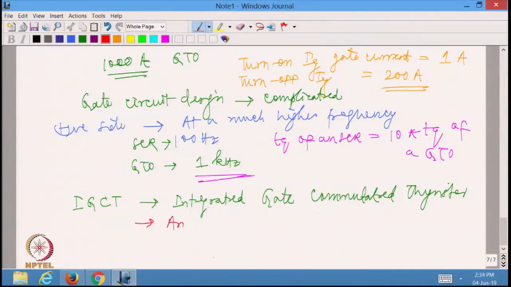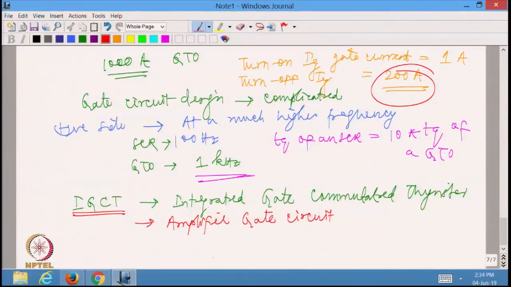There is an amplifier in the gate circuit. This is a built-in amplifier. So, you can have lower current for turn off as well, and it is able to work very well. So, this is really becoming popular. This combines the advantages of SCR as well as GTO by including an amplifier in the gate driver.